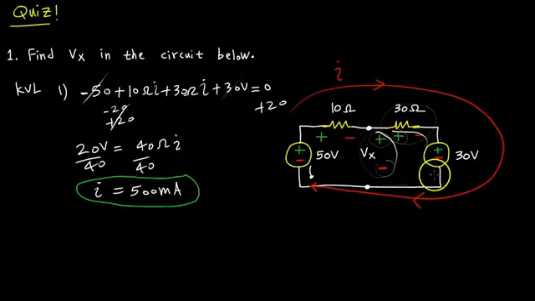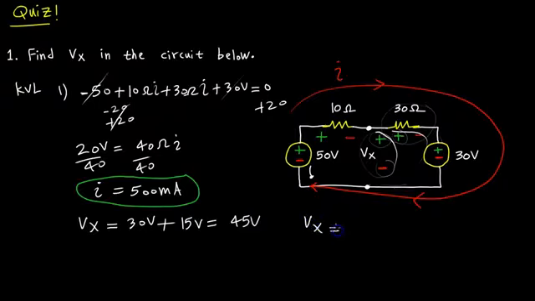So given that, I'm going to go ahead and say Vx is equal to, I'm going to start here, go up 30 volts, and then go up another 30 ohms times I, which is, let's say, 0.5 amps. That's going to be 30 times 0.5, which is 15. So 15 volts equals 45 volts. So Vx is equal to 45 volts. And let me box this.